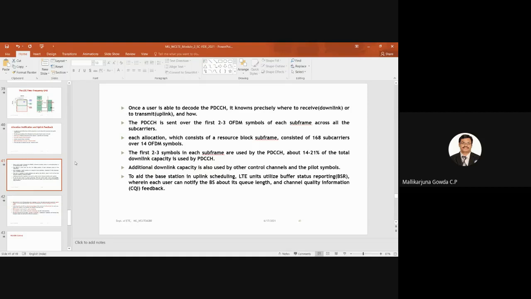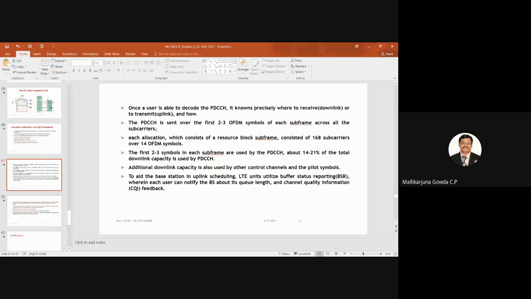Okay. So once the user equipment is able to decode this physical downlink control channel, then it will know exactly or precisely where to receive, that is in the downlink, or where to transmit, that is in the uplink, and how also.